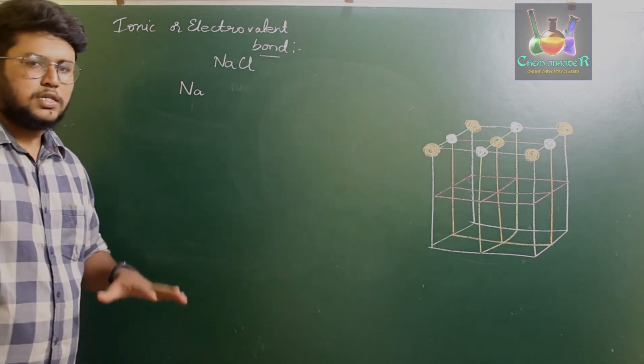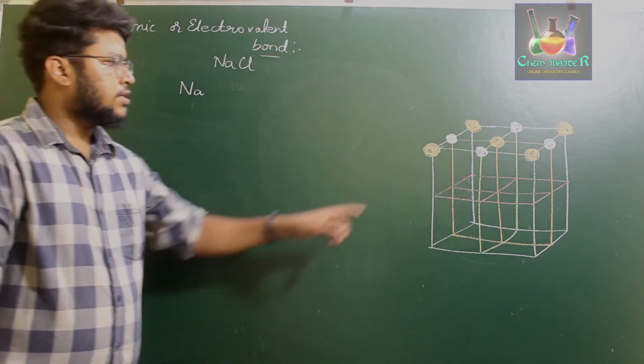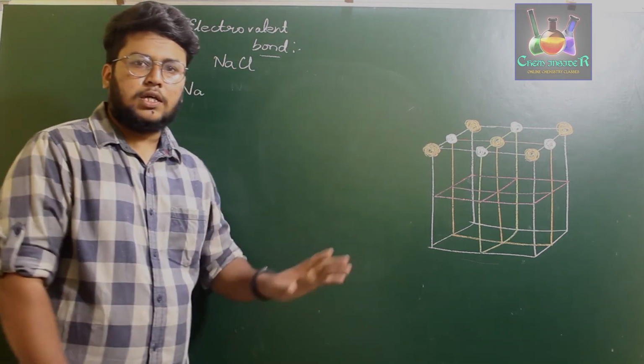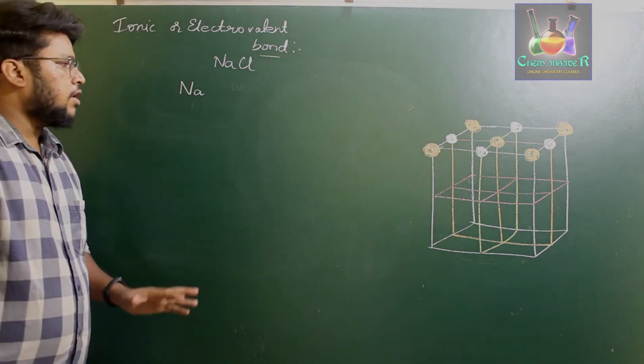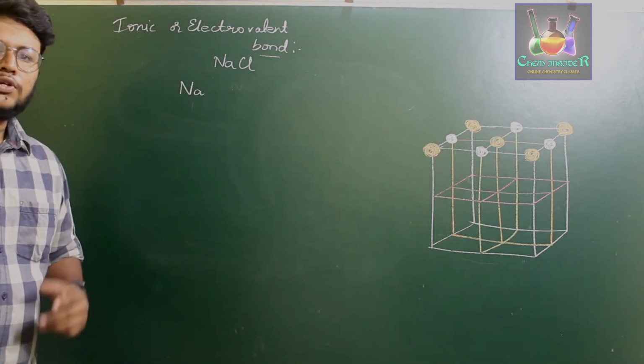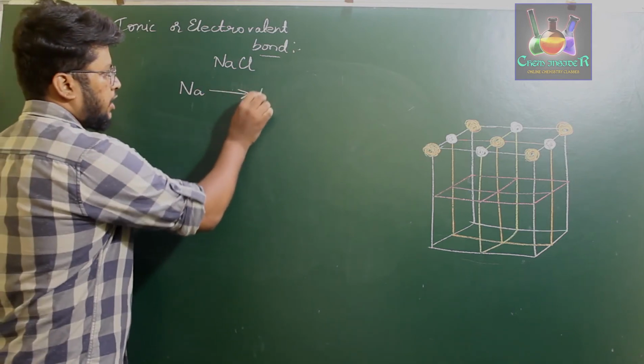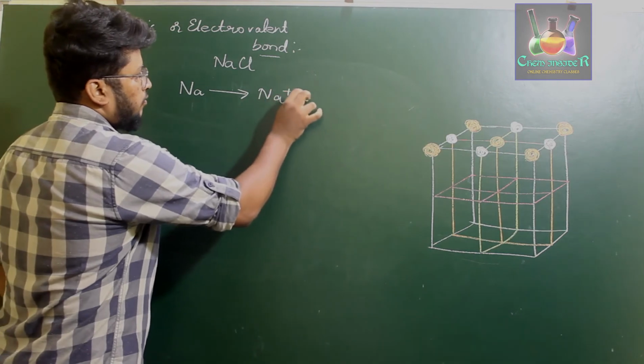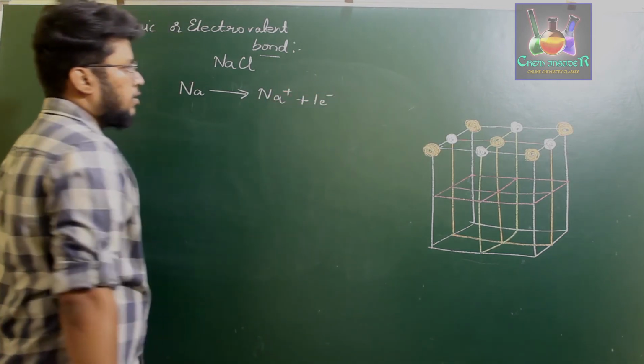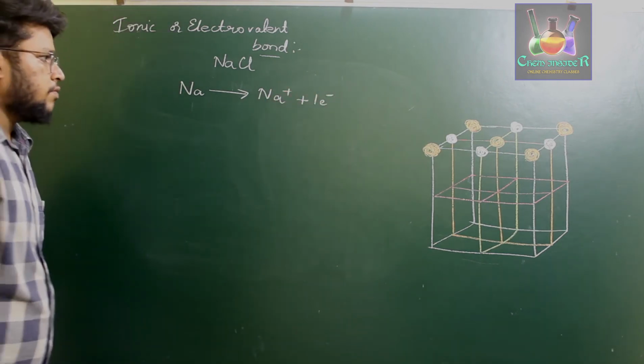Now we will just consider a simple crystal lattice where sodium atoms and chlorine atoms are arranged. Now, if you consider the formation of sodium chloride, it involves sodium being ionized to Na plus with a loss of an electron.